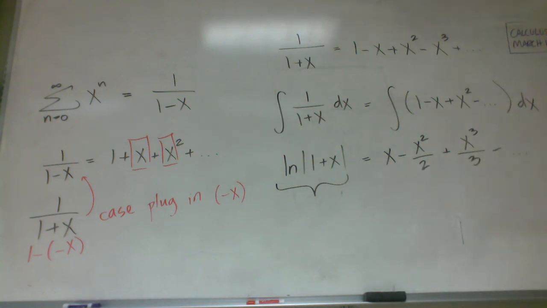So we had seen sine of x, we had seen cosine of x, we had seen e to the x. Now you've got one for natural log of 1 plus x.